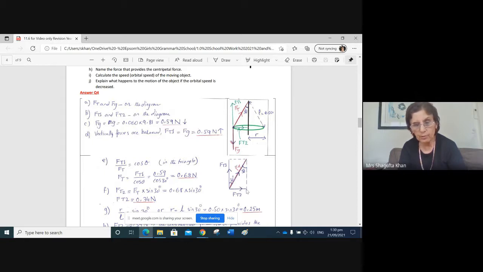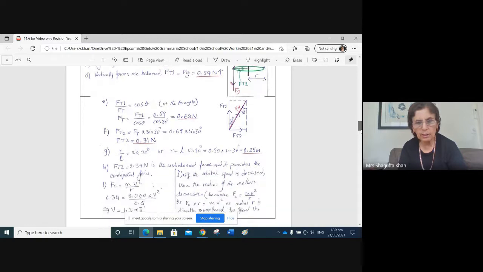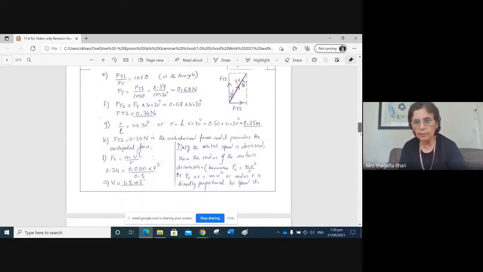Now it is this force which is providing the unbalanced force, or we call it centripetal force, because it's at 90 degrees angle to the motion. So it doesn't change the size of the speed. It only makes it change direction and go in a circular path. So these are just the basic principles, but the rest of the details of the question you can find out in the answers.